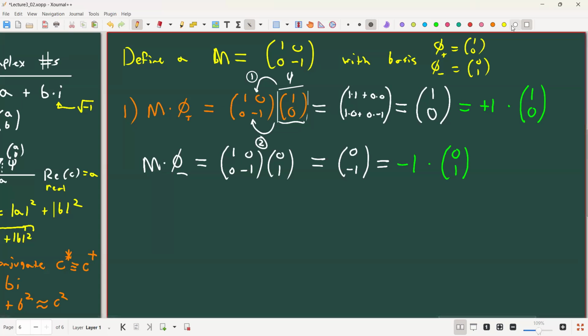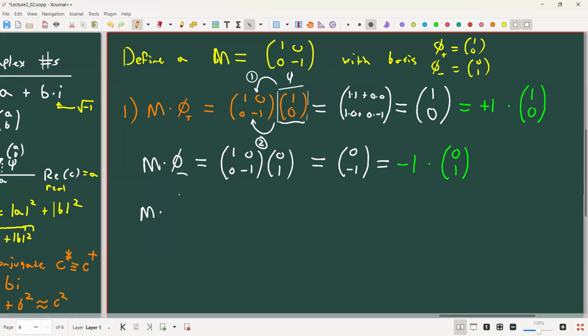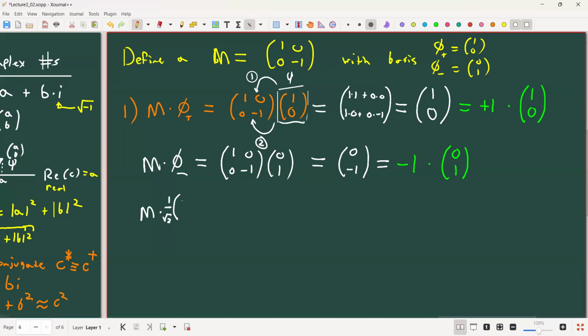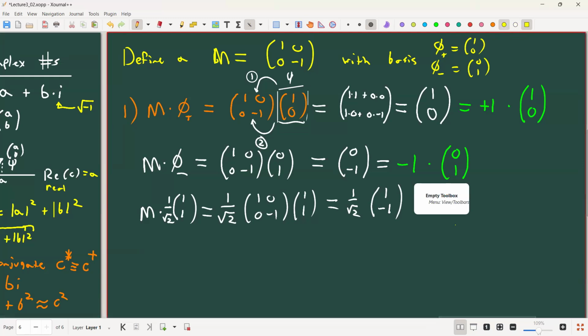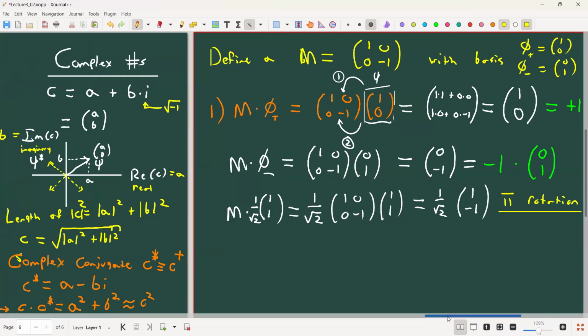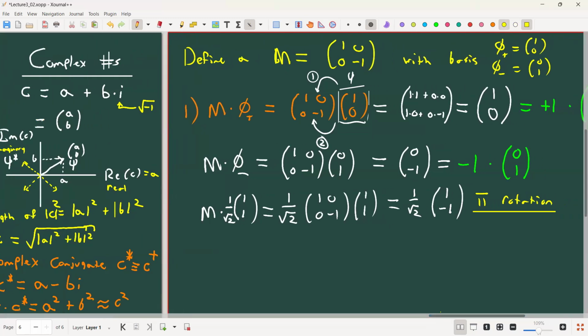Right, and let's finally look at M times a combination vector. Right, the 50-50 vector. 1, 1. And what we can see is we get a 1 over the square root of 2, and we get 1, minus 1. All right. So this is just a pi rotation. Right? It's just like we saw before. It's exactly the same result that we had previously, which is I took the original mixed state and rotated it by pi, or 180 degrees.